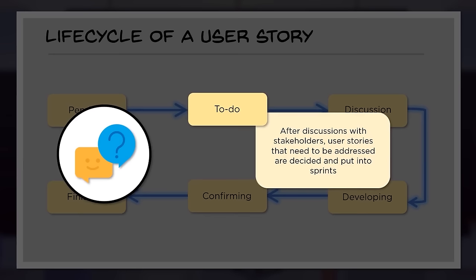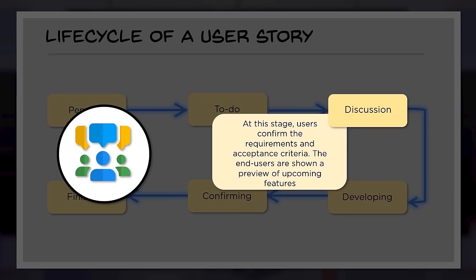So in between the point where we said pending to do, there is a lot of discussion, where decisions are happening. Decided and put into sprints means there is also prioritization happening. So now, discussion. At this stage, users confirm the requirement and acceptance criteria.